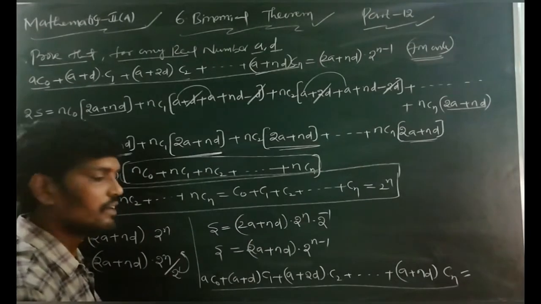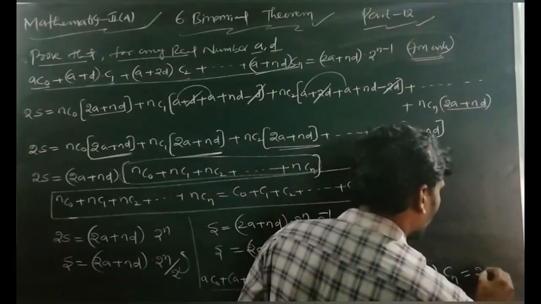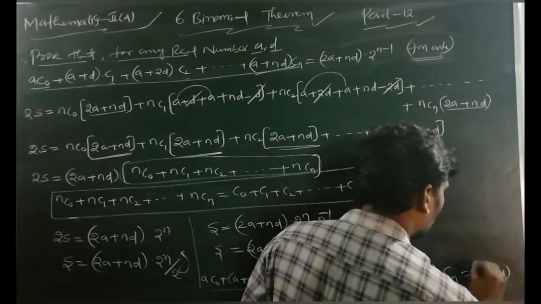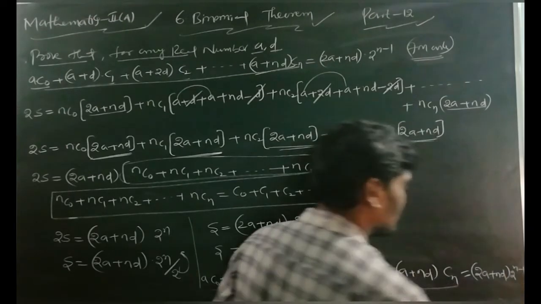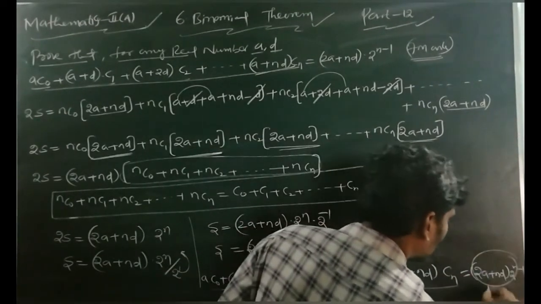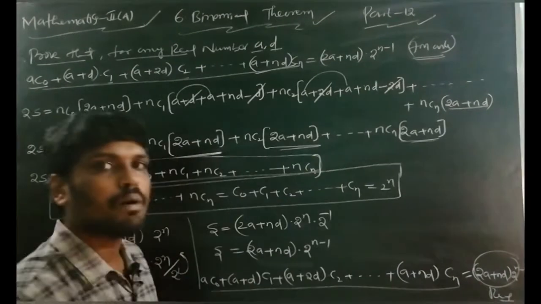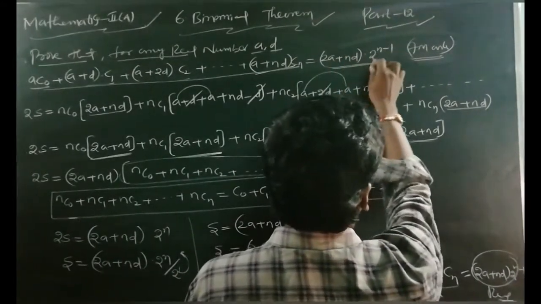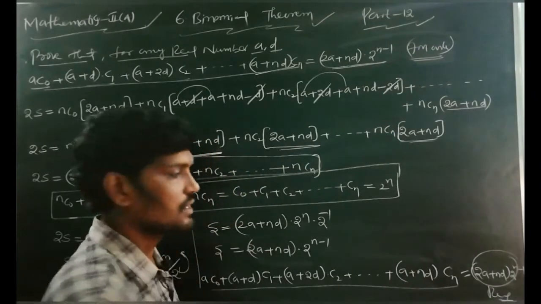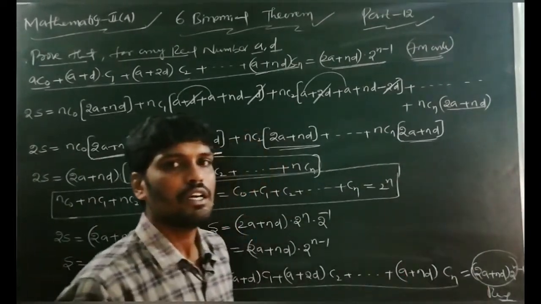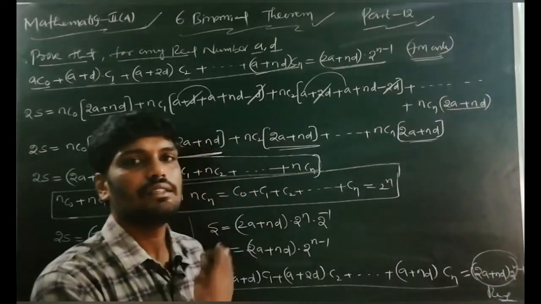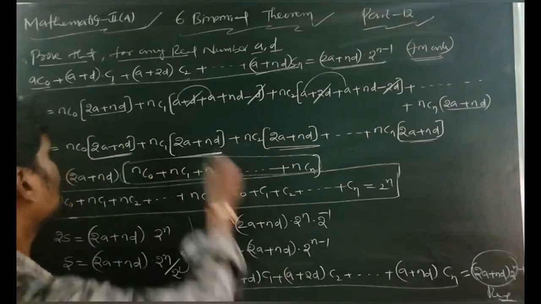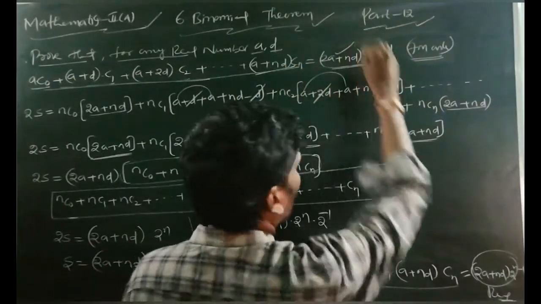The LHS part, the value of S, is equal to (2a plus nd) into 2 power n minus 1. Is this the RHS part or not? Check. What is the RHS part here? (2a plus nd) into 2 power n minus 1. This is the RHS part. You get LHS is equal to RHS, then the given answer is LHS value equal to RHS value.